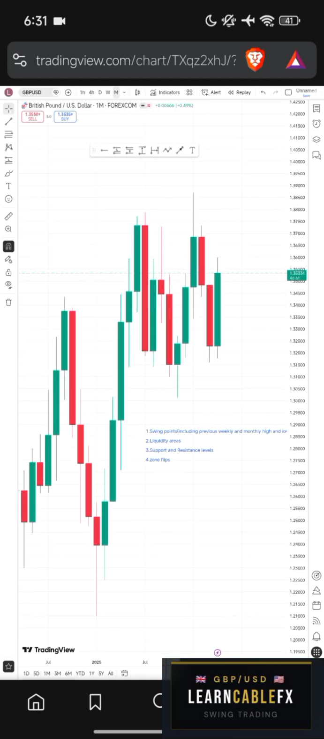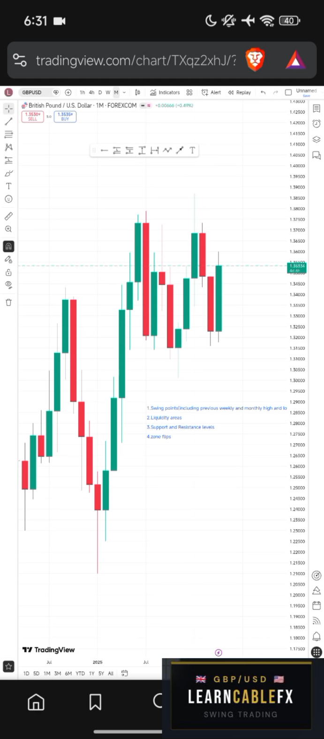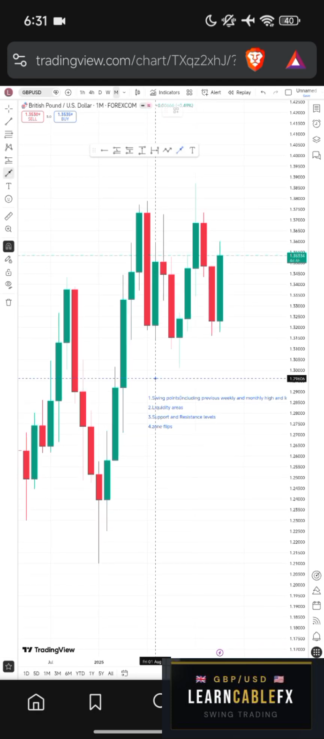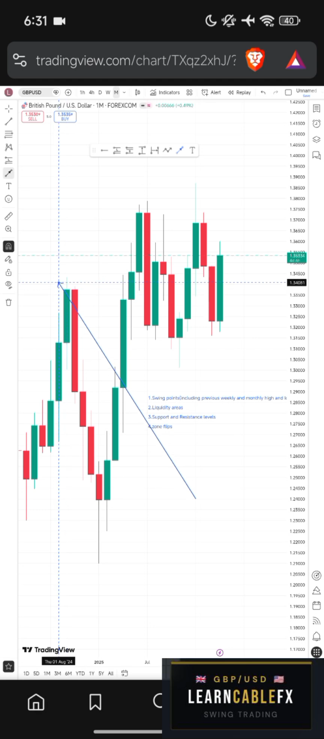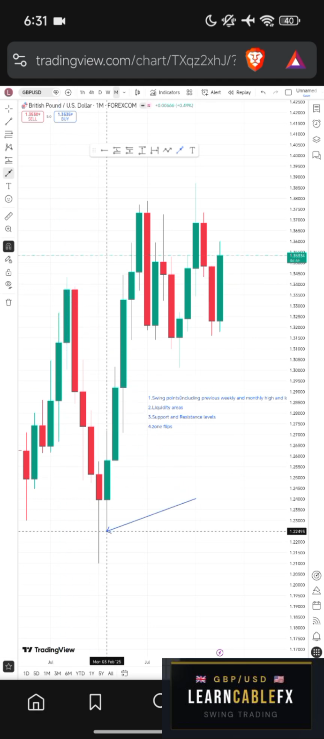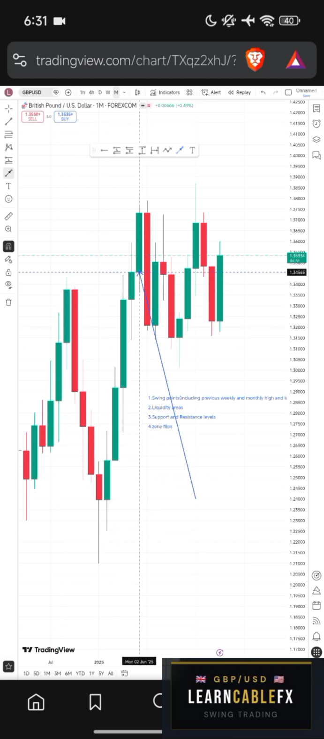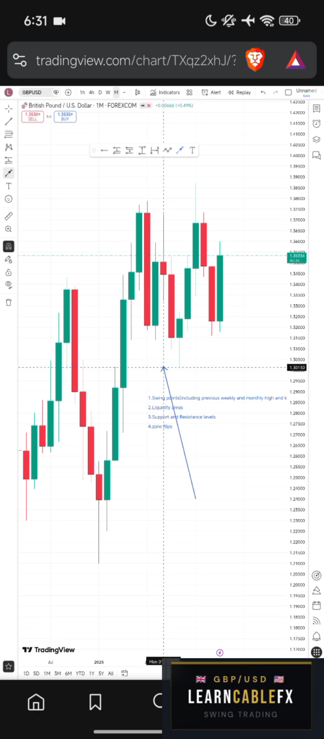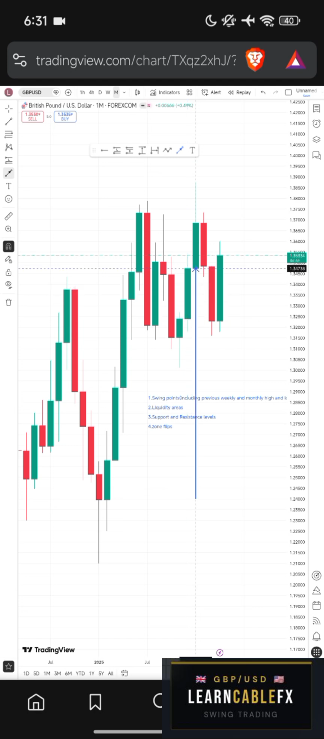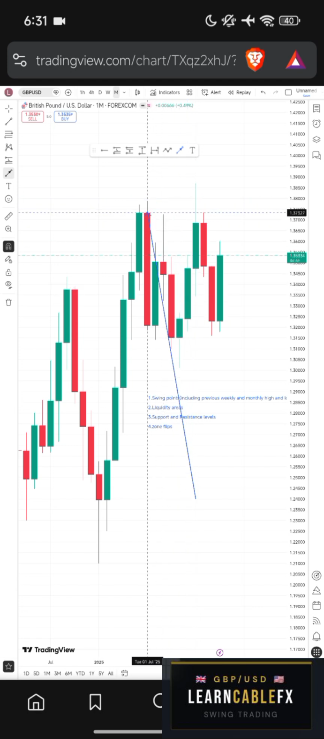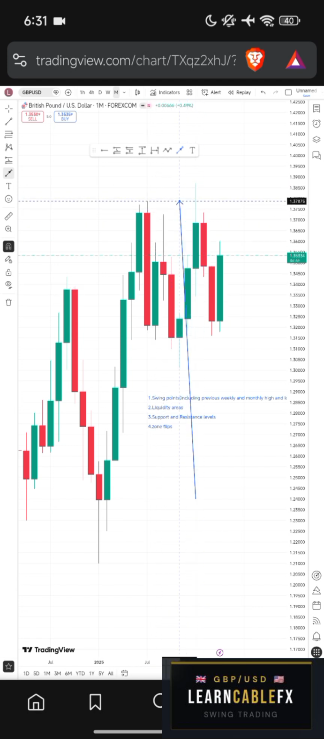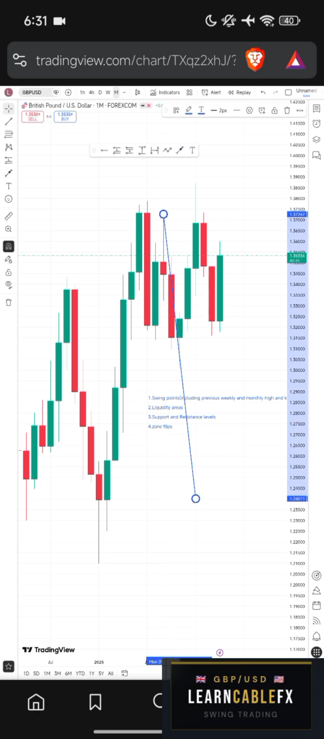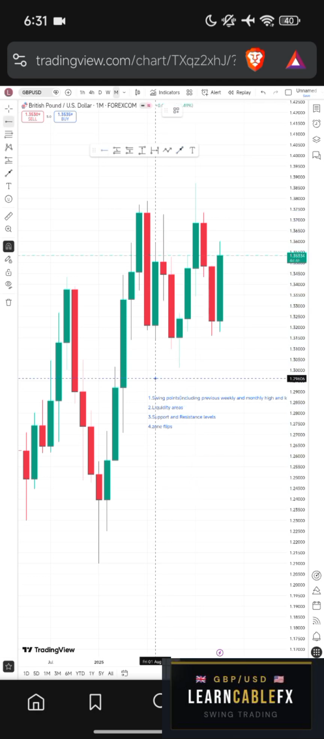So first things first, start from the monthly time frame. We look at market structure. We can see there was a high, a low, break of structure to the upside. Then we had this low that was swept. Then a failed swing over here.